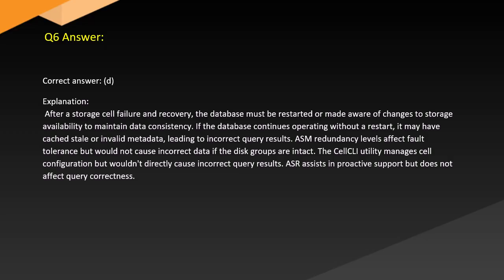ASM redundancy levels affect fault tolerance but would not cause incorrect data if the disk groups are intact. The Celladmin utility manages cell configuration but wouldn't directly cause incorrect query results. ASR assists in proactive support but does not affect query correctness.